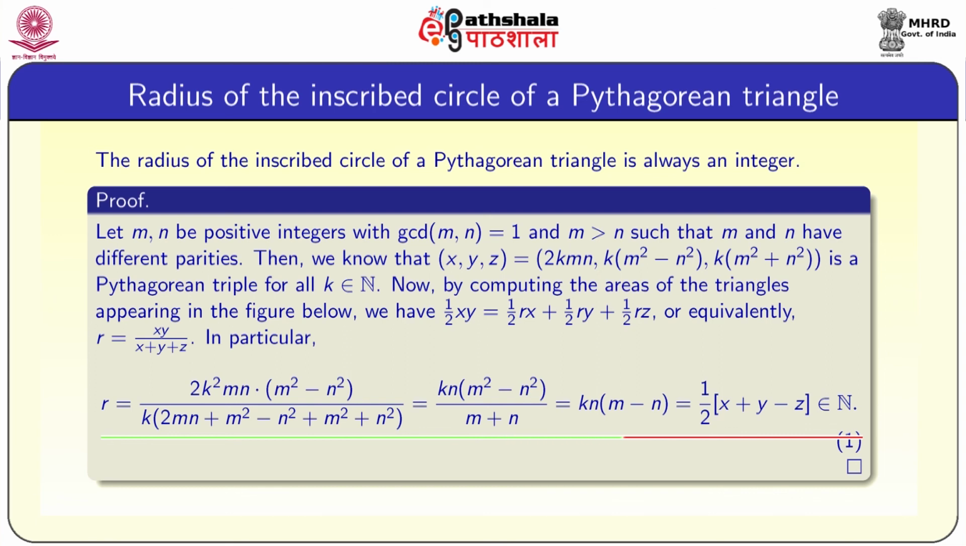which is equal to kn into m square minus n square by m plus n, which is equal to kn into m minus n. Also, we can easily see that r is half times x plus y minus z, which belongs to Z. It is because x and y have different parity, so x plus y minus z is even. So, 2 divides x plus y minus z. So, r is a natural number. So, what we proved is the radius of the inscribed circle of a Pythagoras triangle is always an integer. r is the radius and it is an integer.